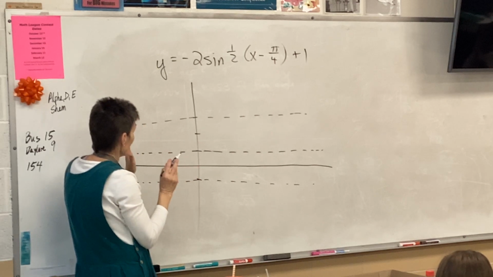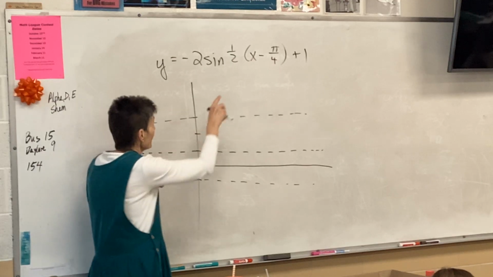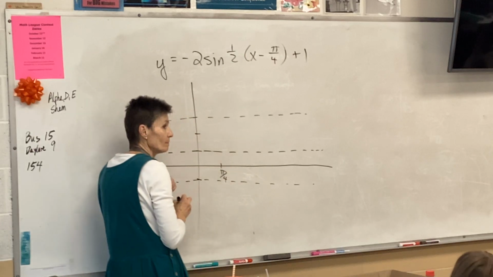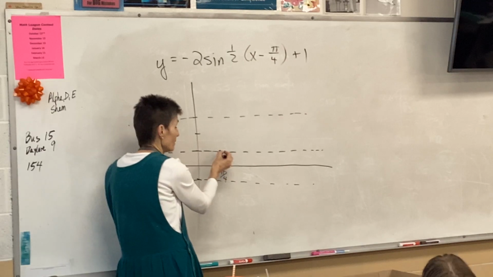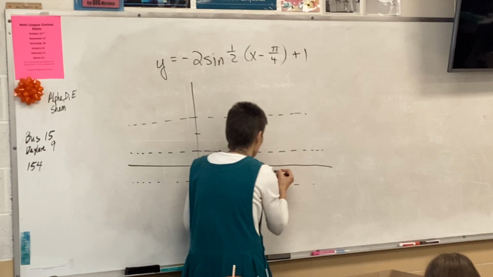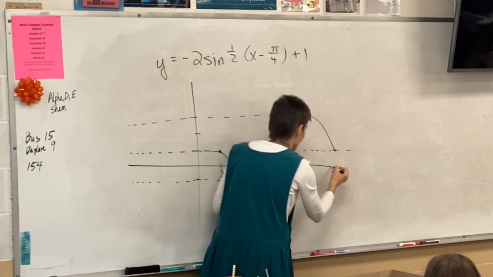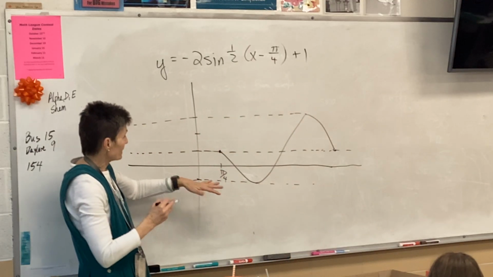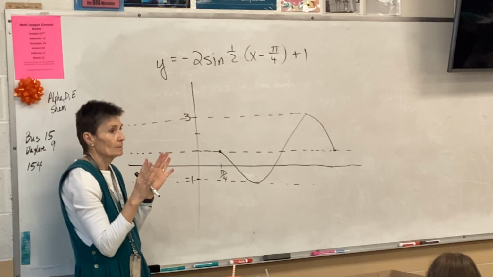Now what else do I know? Oh, I know I start valley first, and I start at pi over 4. So I'm going to make this pi over 4. This is where I'm going to start, right here. And I'm going to do my valley, and then my hill. So everybody take a look at that and see if what's happening is making sense so far.